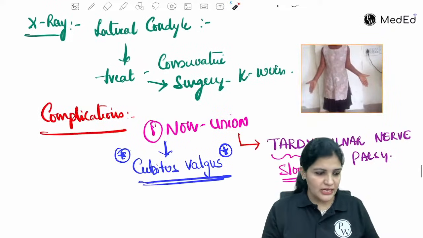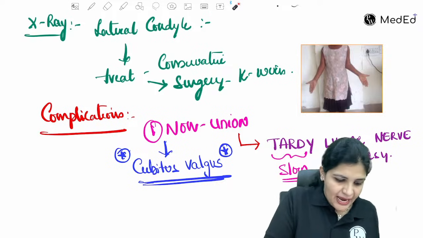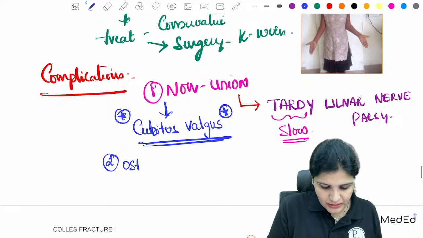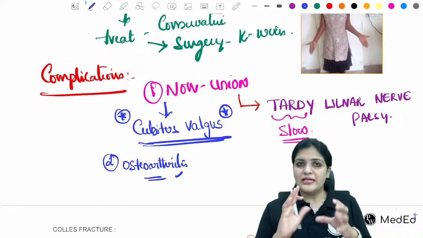Yes, okay. So that is your tardy ulnar nerve palsy, right? Now these are the complications, and one more important complication you have to remember is osteoarthritis, because again the joint is involved. This patient may result in osteoarthritis. So these are the important complications.